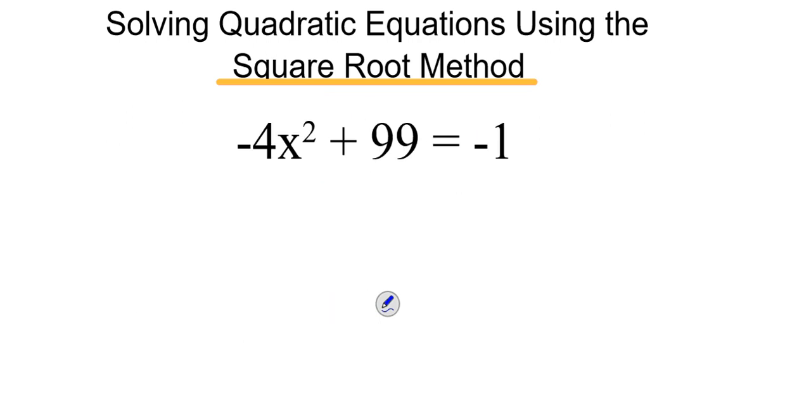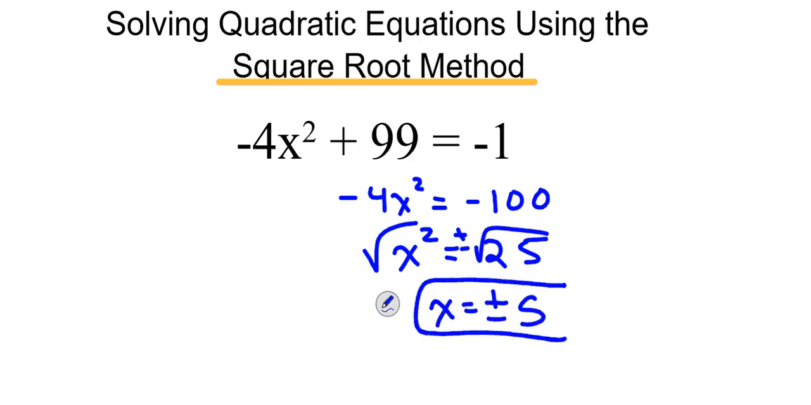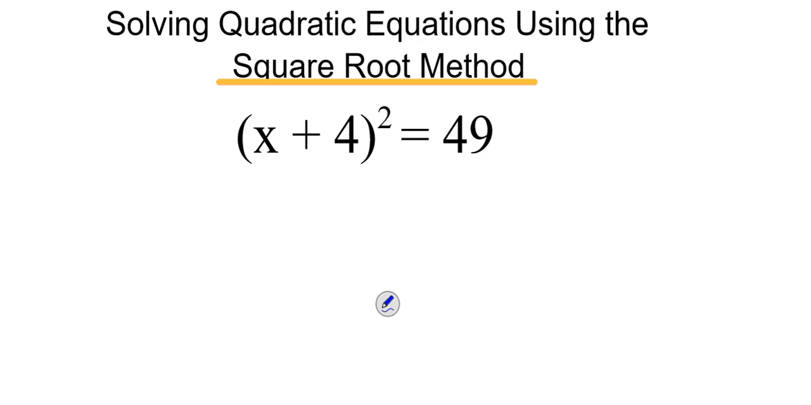Let's build on that. Let's say we've got something like this. We have to do some rearranging first before we can do the square root method. We're going to go ahead and subtract 99 from both sides. Negative 1 minus 99 is negative 100. We're going to divide both sides by negative 4 to get 25. And then look at that. It's the same problem. We're going to end up with x is equal to plus or minus 5. So 2 answers. All right.